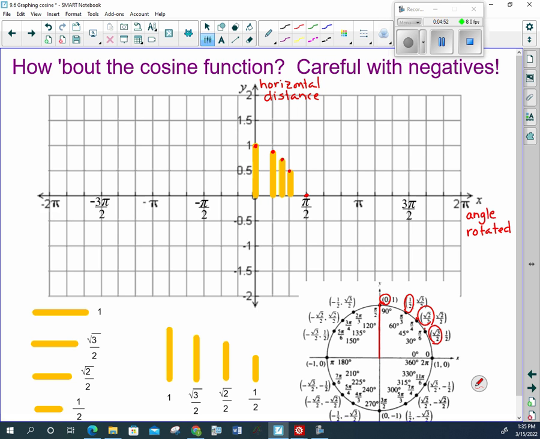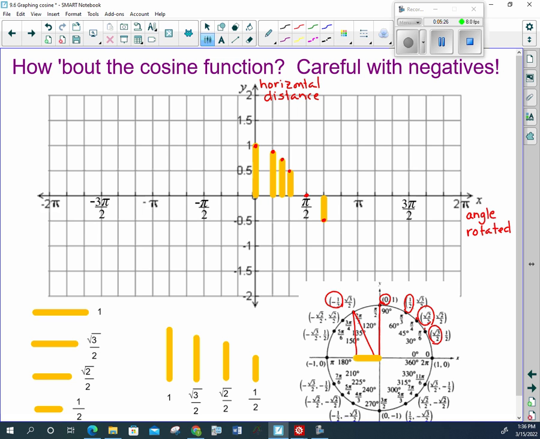Okay, we're going to rotate around again. So we're going to go to 120 degrees, or 2 pi over 3. That's going to be right here. So this is going to be our horizontal distance, and that's going to match up with our 1/2. We can tell that because that is the x value of our coordinate. But since we're in the second quadrant, it's going to be -1/2. So we're going to go ahead and put that up here. That's going to be a -1/2. So our point is going to be right here.